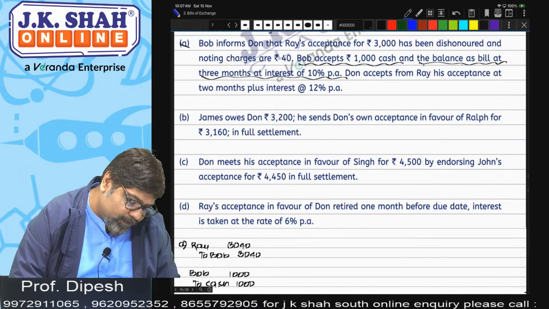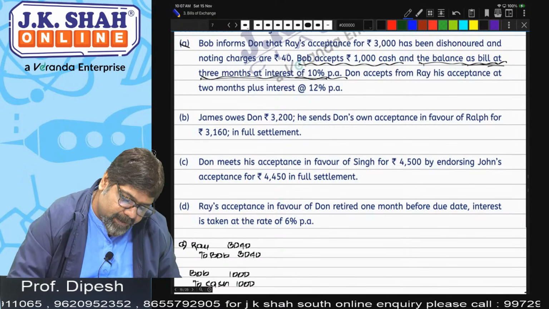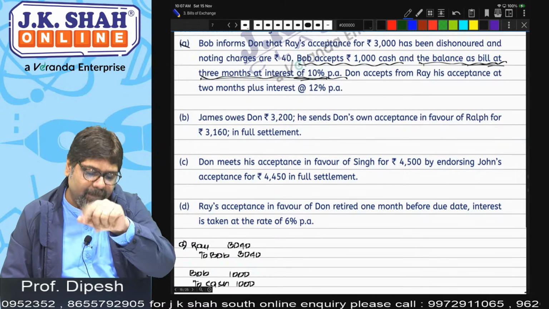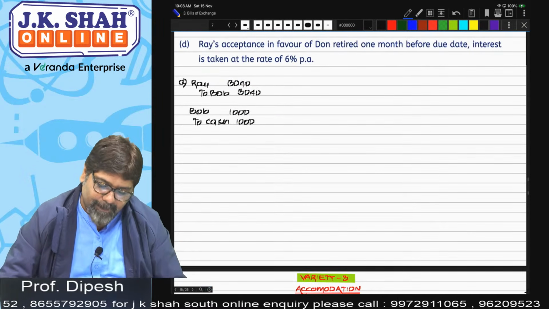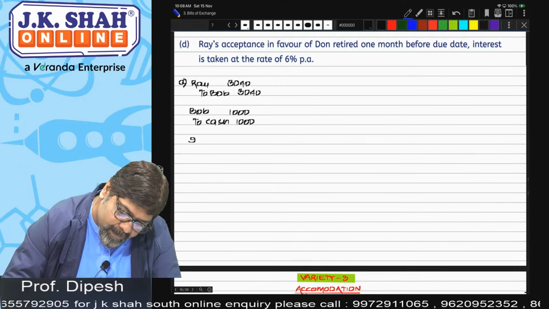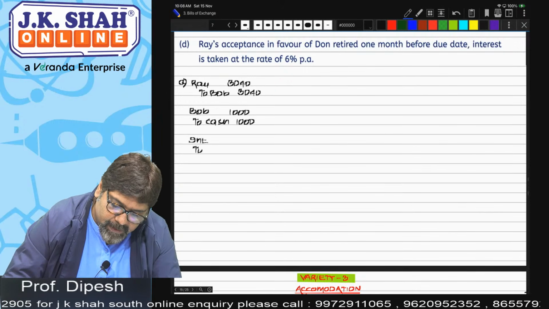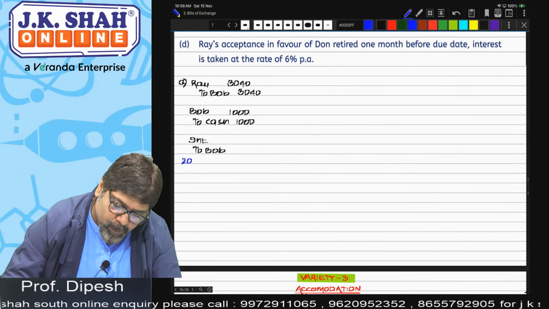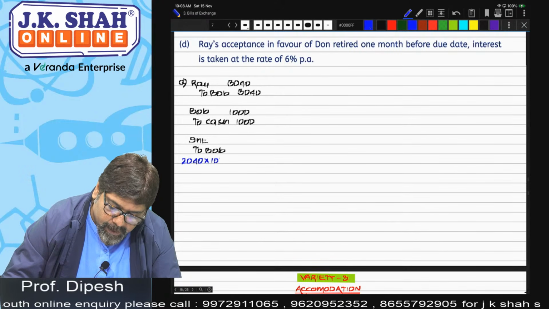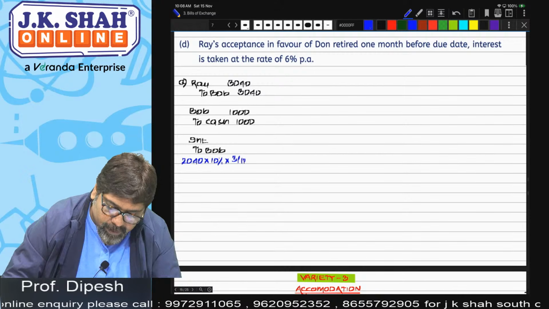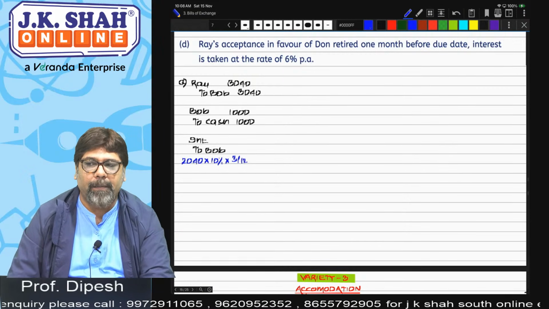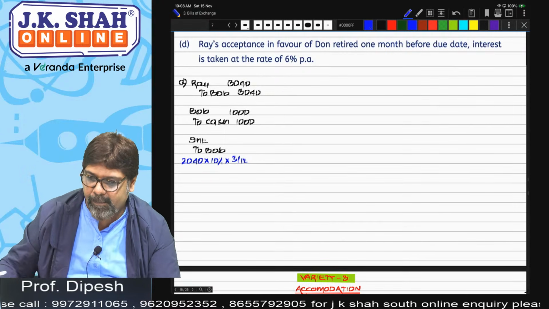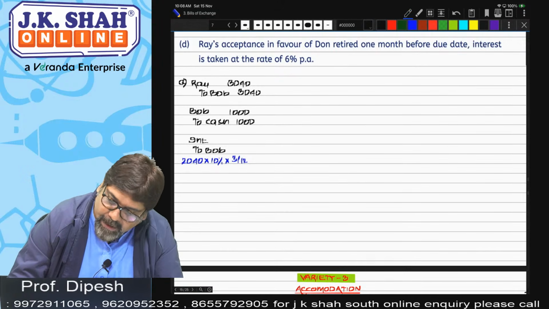And the balance, that is 2040, as bill at 3 months interest at 10%. I told Bob, for the balance you take a new bill for 3 months with interest at the rate of 10%. So for me, interest is expense, interest to Bob. How much interest? 2040, 10% into 3 by 12. So how much is the interest? 51. Correct, Aditya.